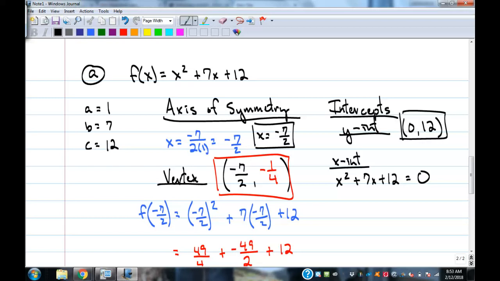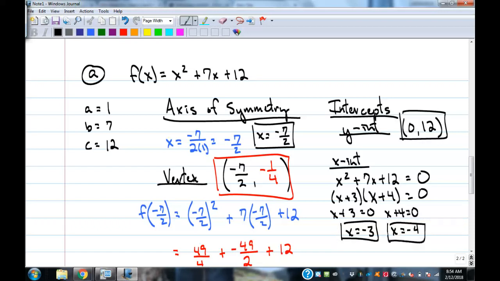This is something you should know how to do. I'm going to factor it as x plus 3 and x plus 4. And then I set each factor equal to 0, and I get x equals negative 3, x equals negative 4. So my ordered pairs would be negative 3, 0, and negative 4, 0. If you wanted to do quadratic formula, you could.